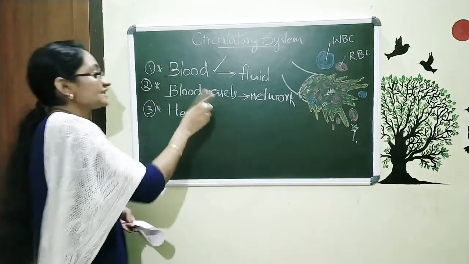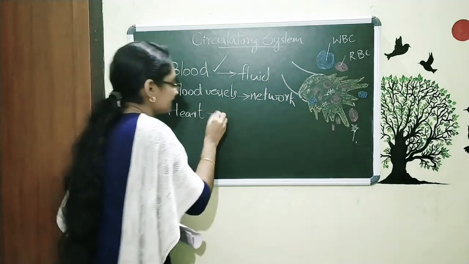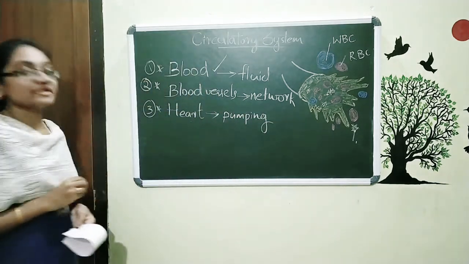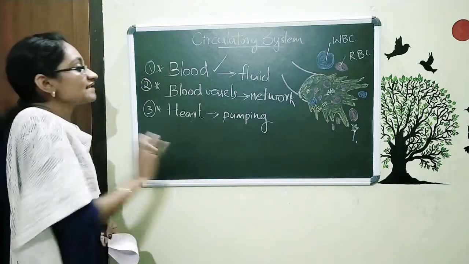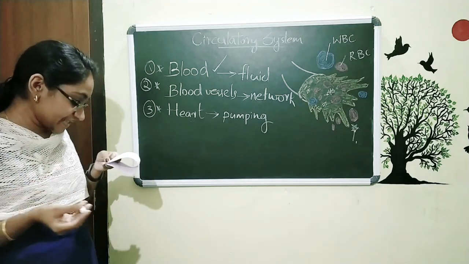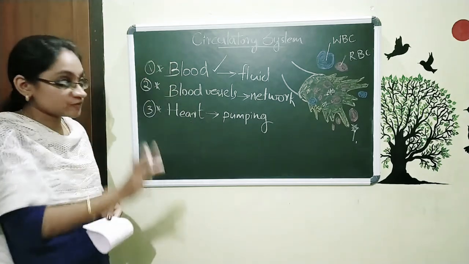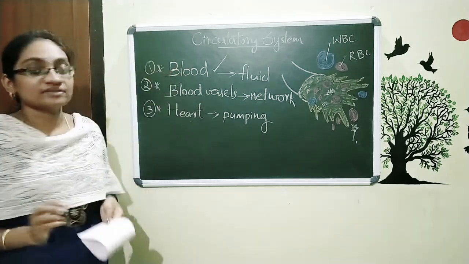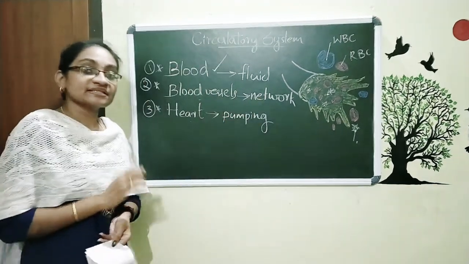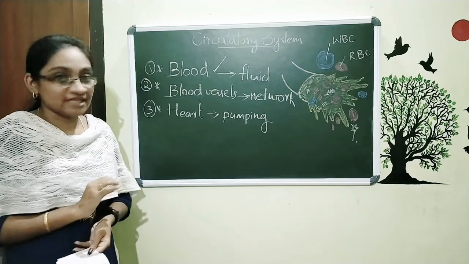It is flowing through a certain network, and that blood is pumping through this heart. So, in simple words, we can say it is the circulatory system which transfers both harmful and useful things using blood, blood vessels and heart. And you also want to remember these blood vessels are just a network of certain tubes, and they are called blood vessels.